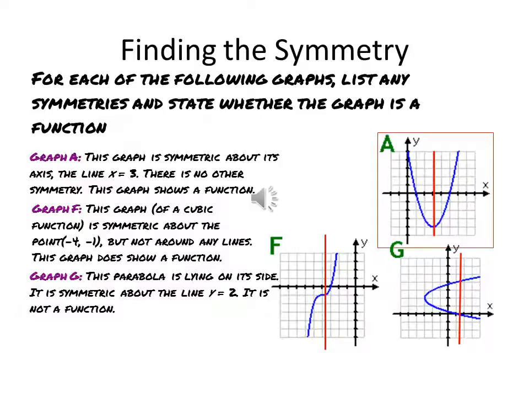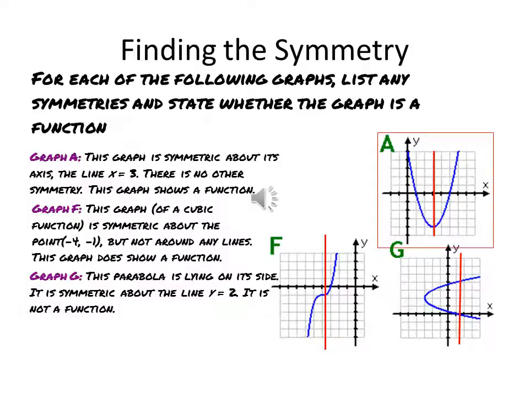Graph A. This graph is symmetric about its axis, the line x equals 3. There is no other symmetry. The graph shows a function. We already stated that based off of our vertical line test. Okay, let's look at another graph. Let's look at graph F.